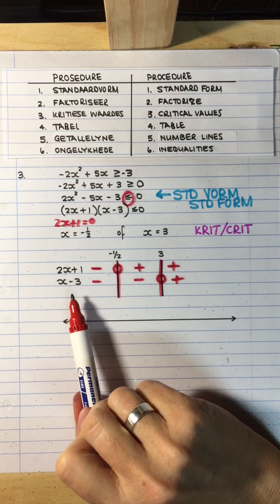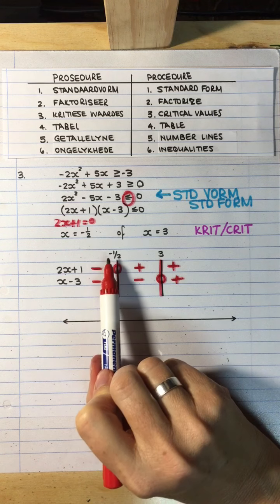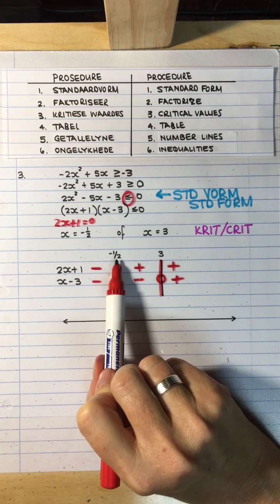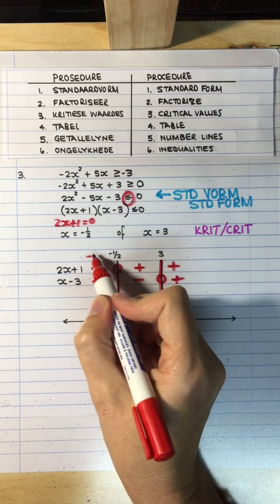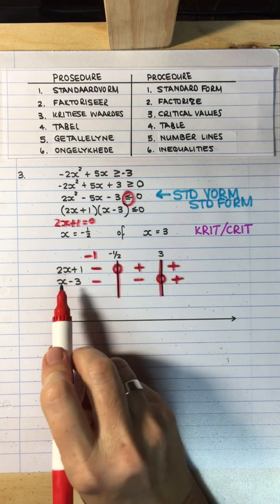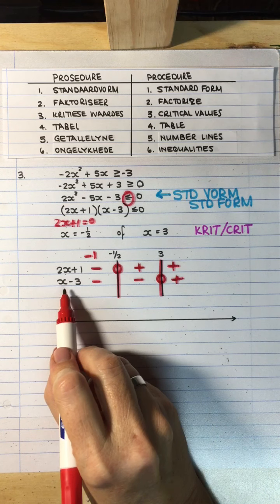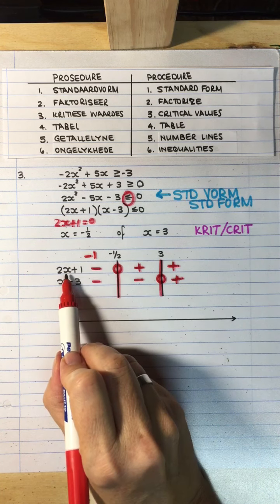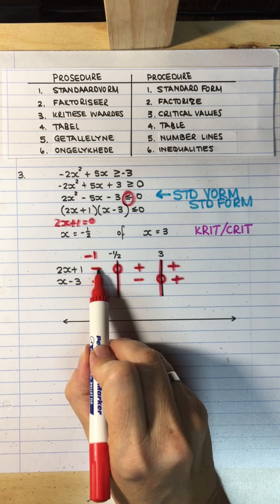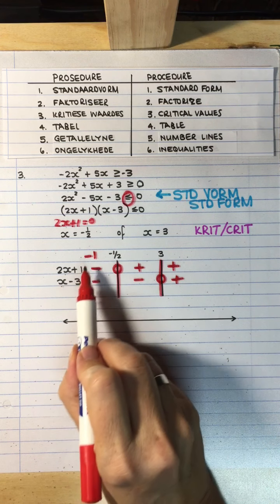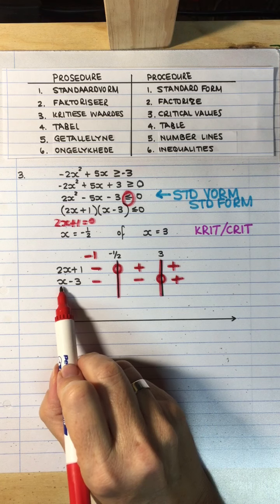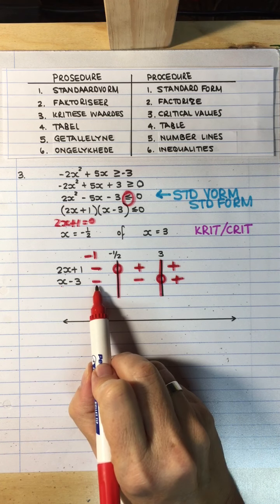You can think of this as if you are substituting a number to the left of minus half, for instance minus 1, into each of the brackets. If I substitute minus 1, I will get a negative answer. And also if I substitute negative 1 in this bracket, I will also see a negative answer.